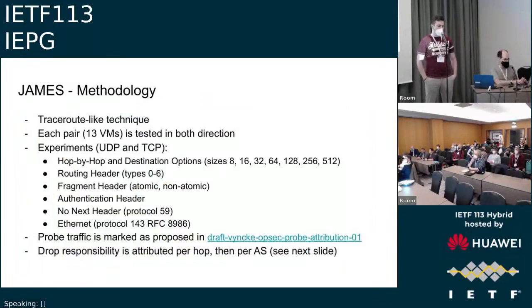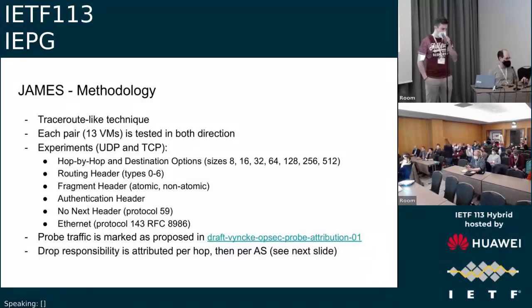And the methodology we have used, no black magic here. This is a traceroute-like technique, even though this is our own library, but still traceroute-like. We test each pair of VMs in both directions. For each experiment, we use UDP and TCP because you never know what filter you can have on layer 4. We have tested hop-by-hop and destination options, and we vary the size from 8 to 512. We have also tested routing headers from type 0 to 6 included. We have tested fragment headers, both atomic and non-atomic. We have tested authentication headers, no-next header, or with Ethernet, which is defined in RFC 8986, which is, if I remember well, something about segment routing for IPv6 and network programmability.